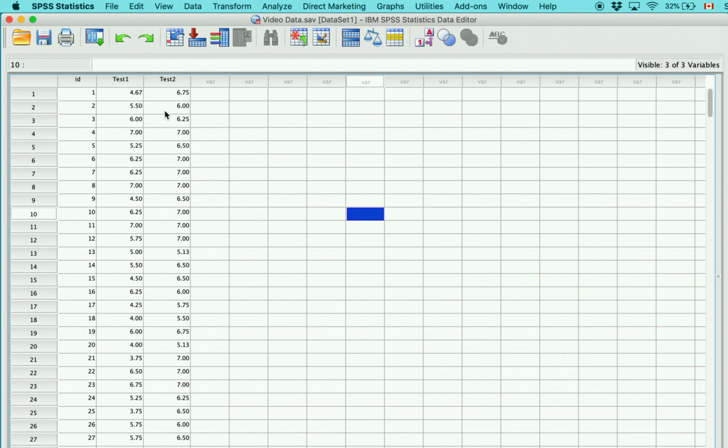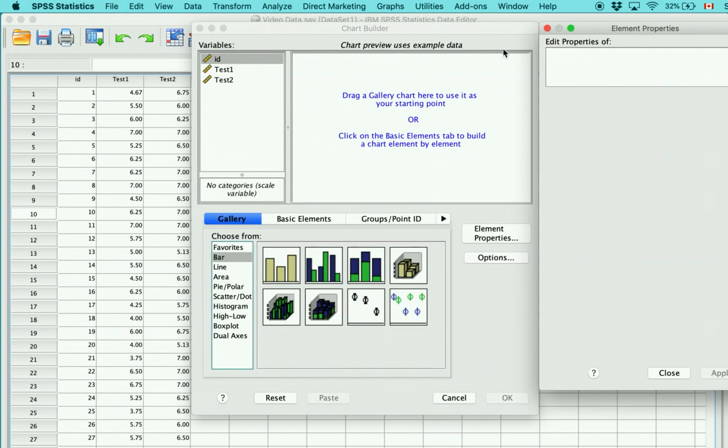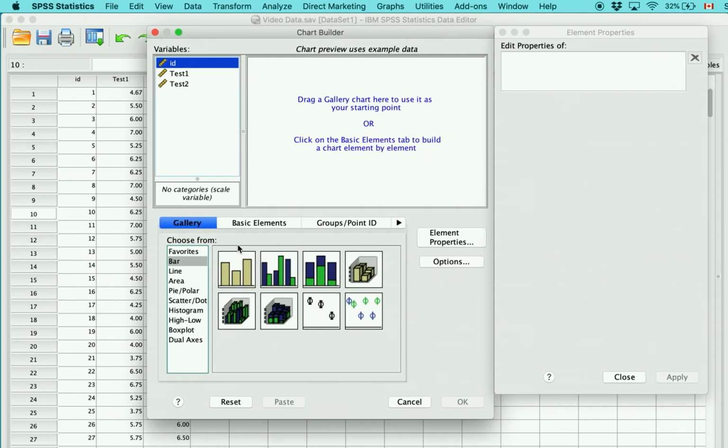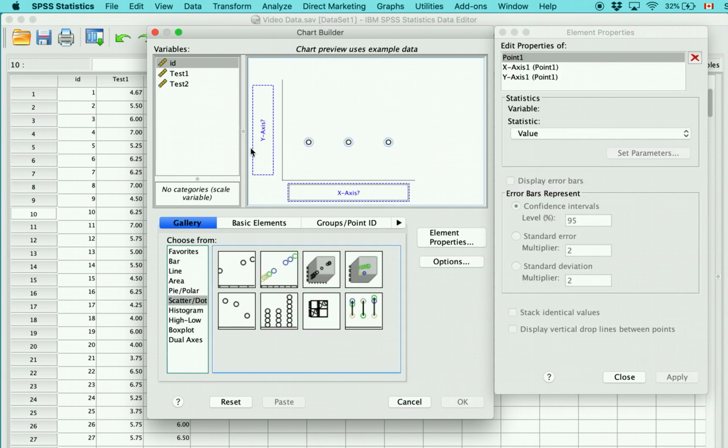So what we want to do is first visually inspect the data to make sure that we have a linear relationship. As you might recall, the way we would do this is through the charts option, and we click on scatter dot. That's the appropriate chart when we're looking at two continuous variables.